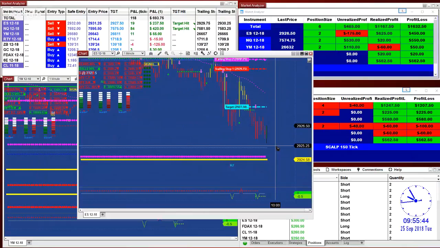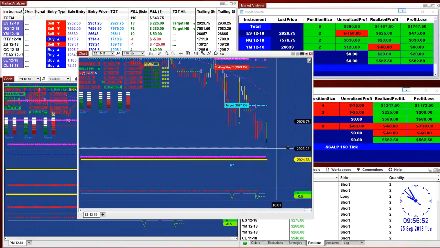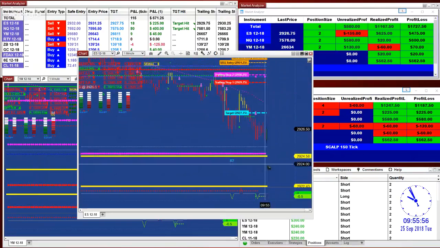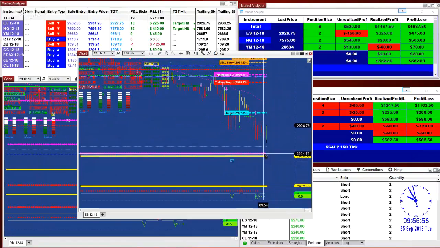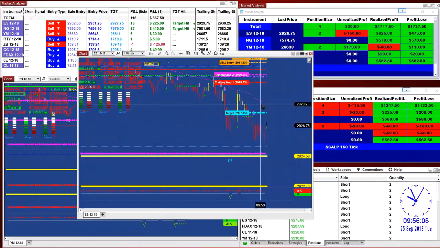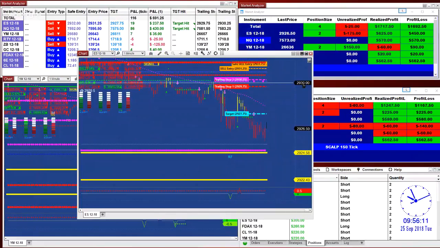If you are on more than one contract, we need to close the first contract on the 25.25, the second contract on 25 even. So if you are in that trade, very well. This is the area where you need to close your ES. But if you are not in that trade right now, I strongly advise you to cool off a little bit, until we see what's going on with the rest of the market.